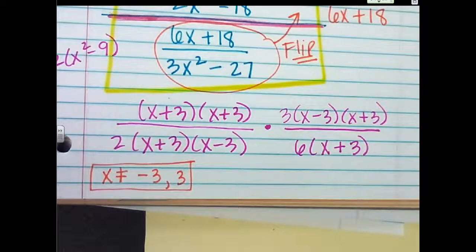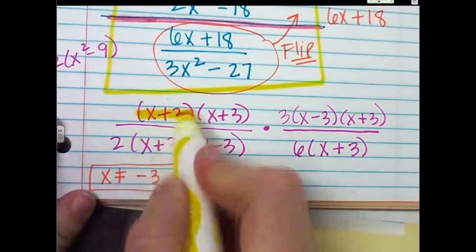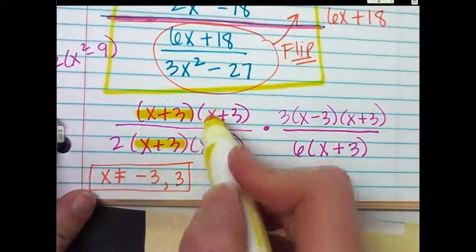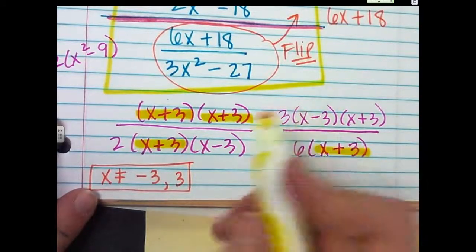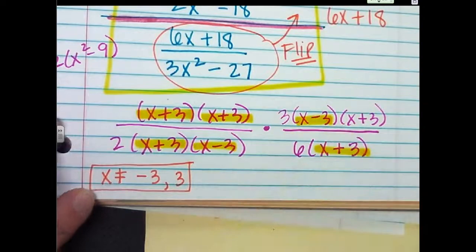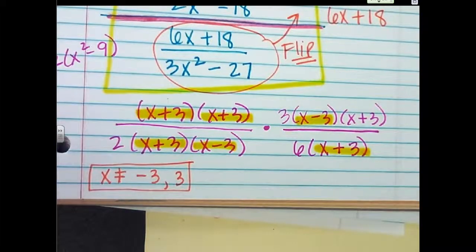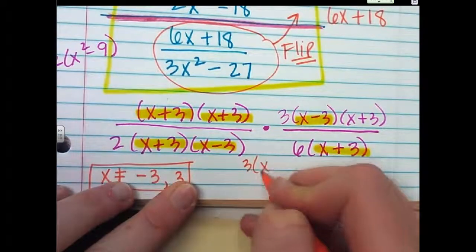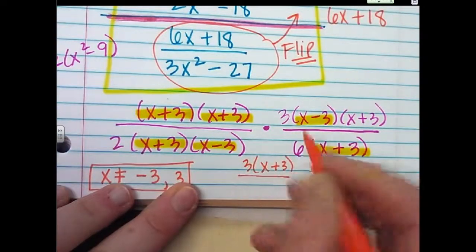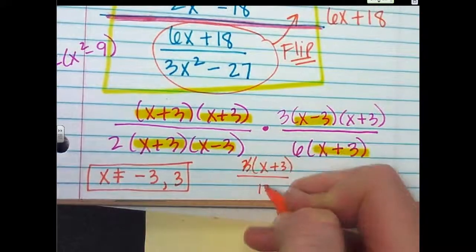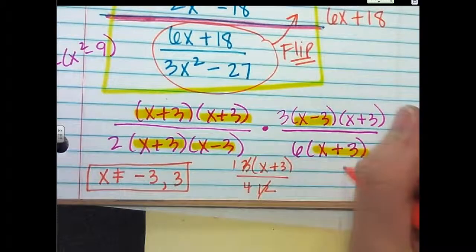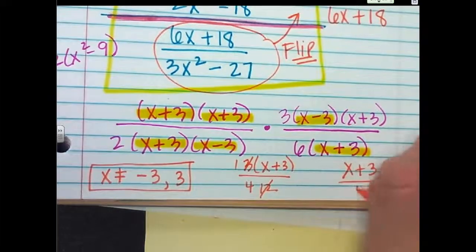So let's do some canceling here. Plus 3 and plus 3 cancel. Plus 3 and plus 3 cancel, or that one, it doesn't matter, just not all of them. x minus 3 and x minus 3 cancel. So on the top I have 3 times x plus 3, sorry, I'm running out of room, over 12. Does that reduce? Yes. 1 over 4. So x plus 3 over 4.